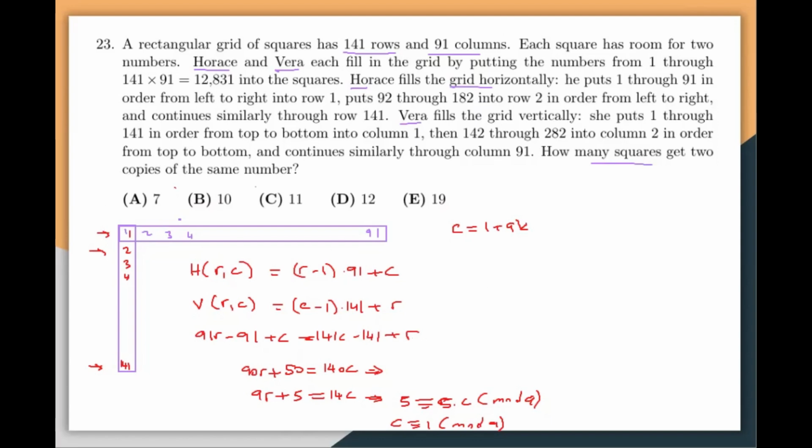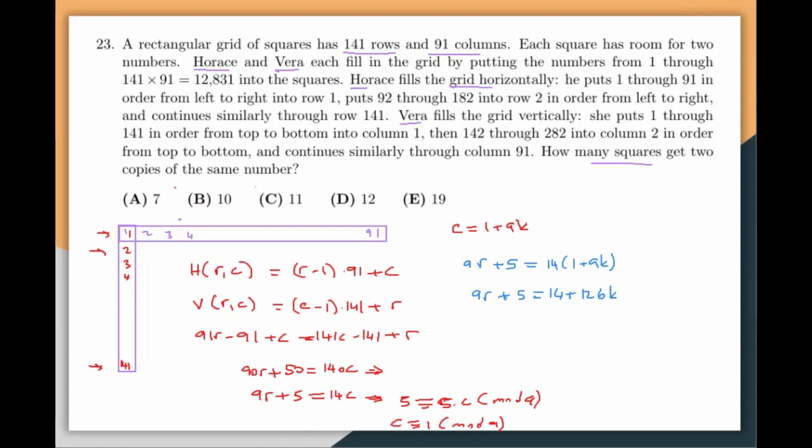So then I'm going to get 9R plus 5 is equal to 14C, so 14 times 1 plus 9K. And you get 9R plus 5 is 14 plus 9 times 14, that's 126K. Okay, so we got that one. But what do we do now?